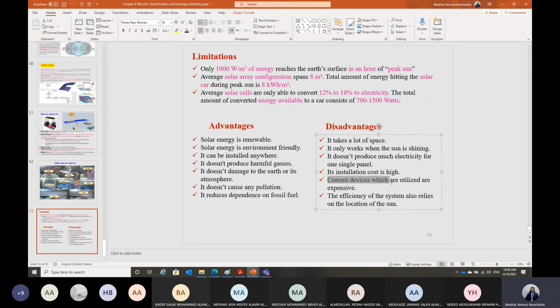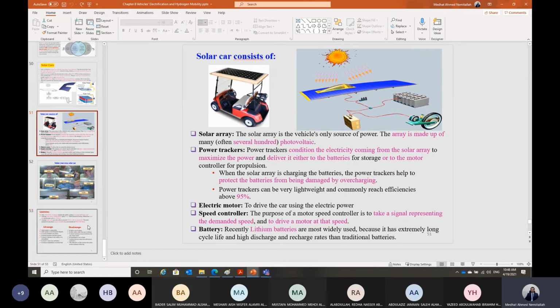Current devices which utilize it are expensive. The efficiency of the system depends on the location on the earth. In some cold weather countries, I think this will not be applied anymore. But it can be applied here, where the sun is very strong, though it will be for limited application.